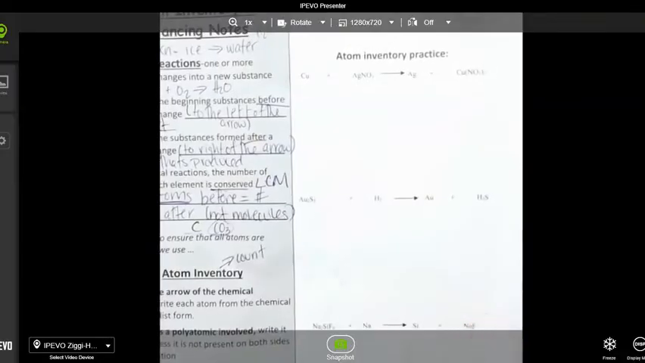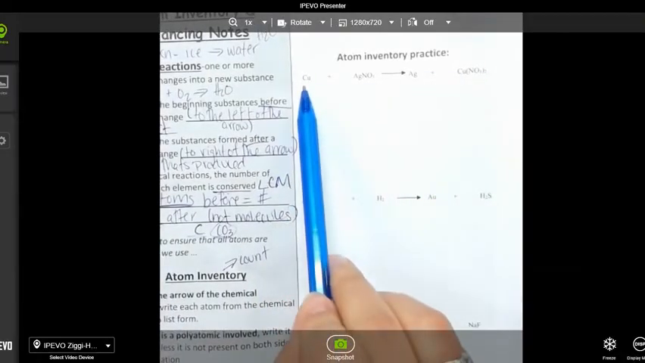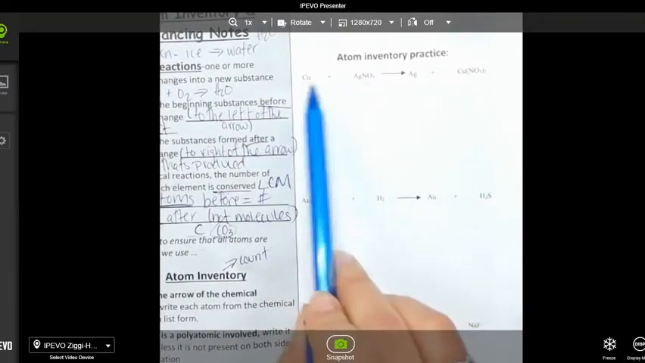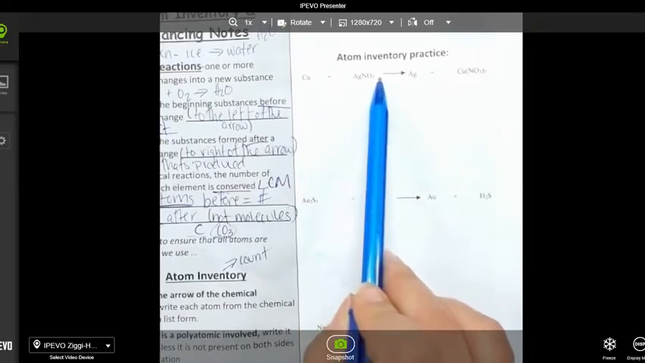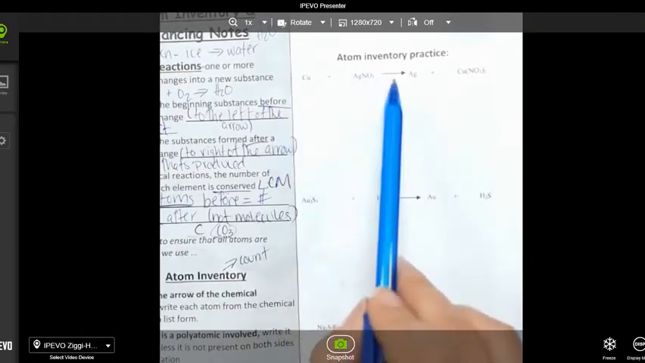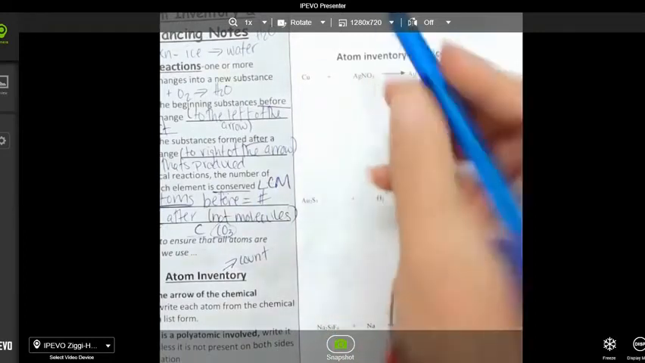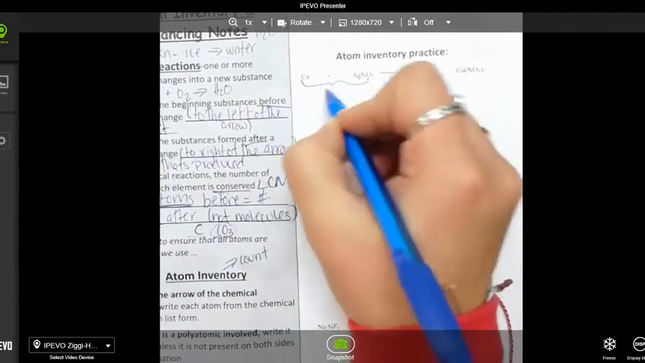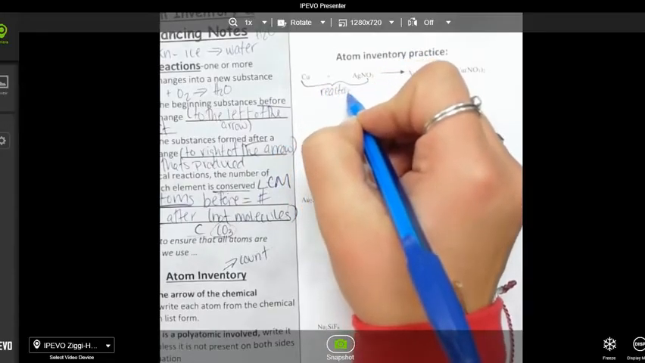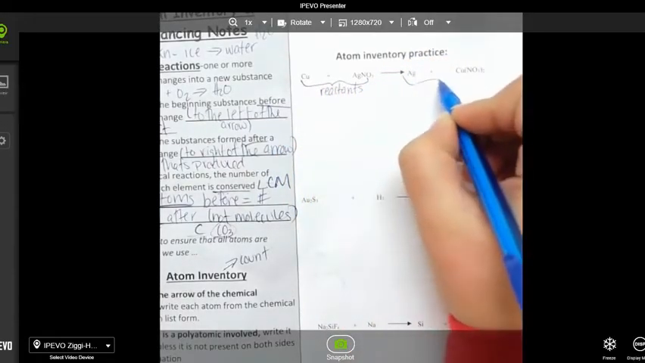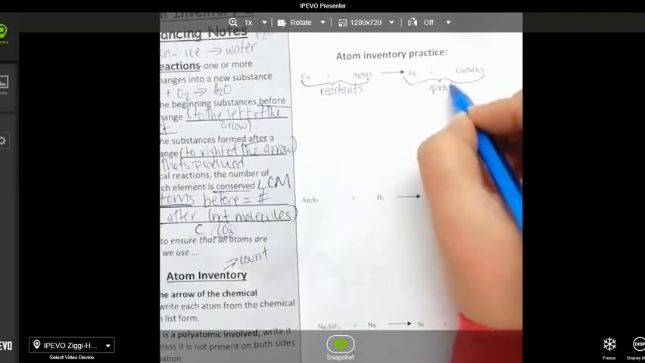So for example, if I look at this reaction right here, we have Cu plus AgNO3, copper plus silver nitrate, reacts to form silver and copper nitrate. So these are our reactants, and these are our products.